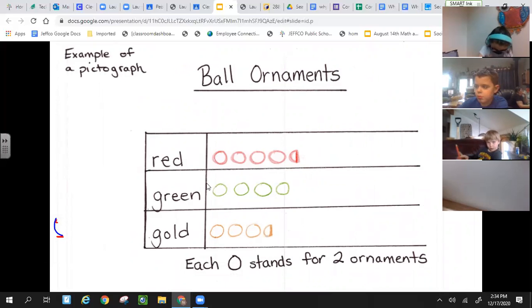Now this one was a pictograph. Since we've done pictographs, I'm gonna let you choose.